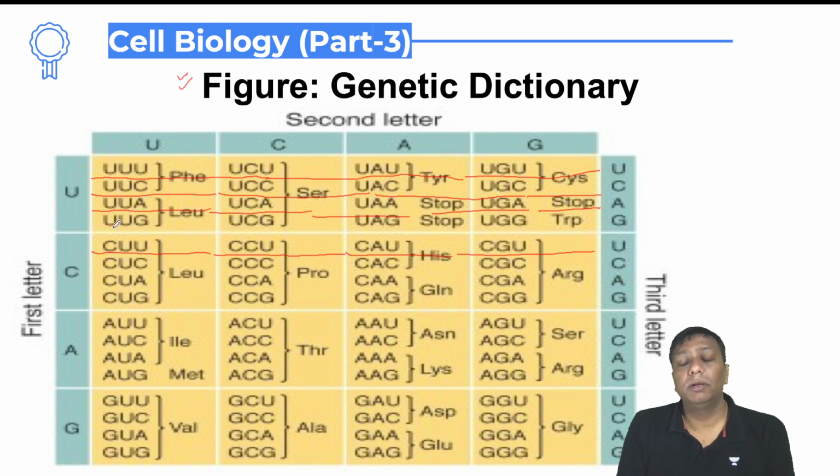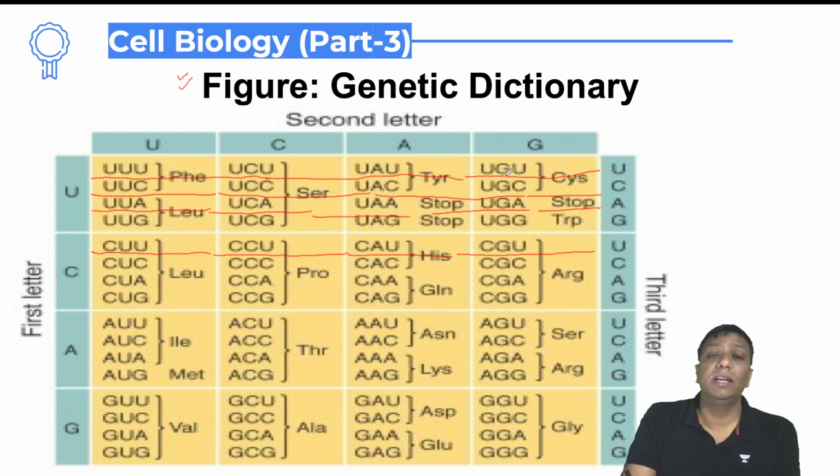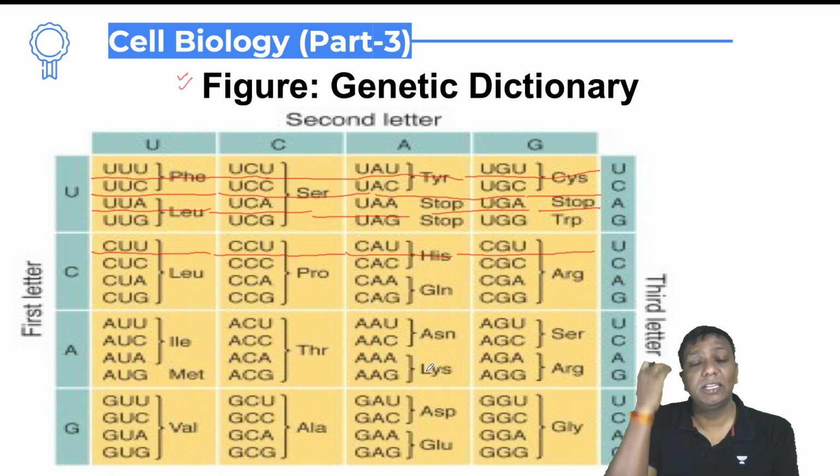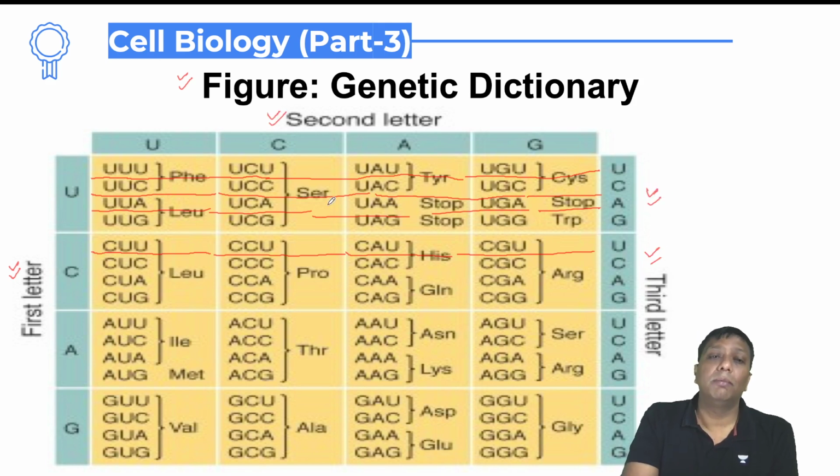What Nirenberg, Mithai and Khurana explained: they said how the genetic dictionary will be completed. The first letter you write in the box, the second letter you write in the box, and the third letter you write in the box. So what will be the first genetic code in the genetic dictionary?